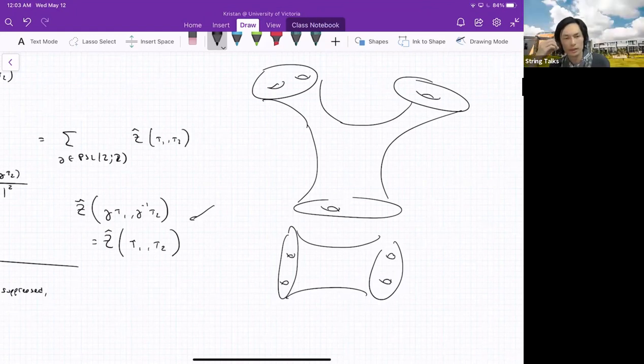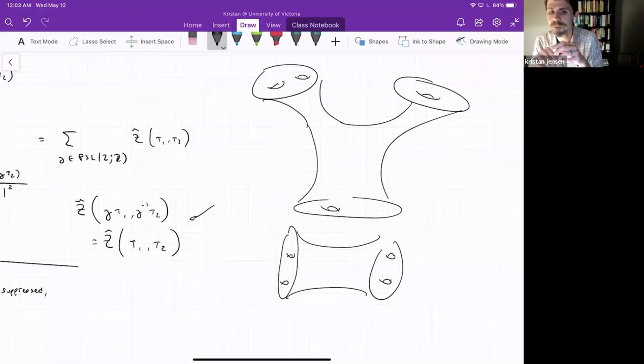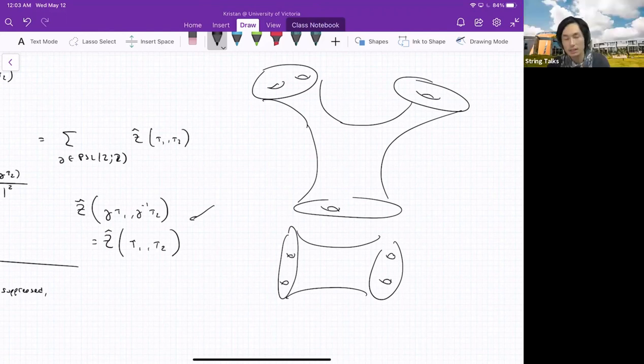I see. But in the multi-boundary case, the final answer is still modular invariant independently on each parameter, right? That's right, but this is not enough. In general, it's automatic, because it's like Maloney-Witten: the answer is modular invariant because you summed over all the modular images. Whereas for these particular amplitudes, there's a diagonal part that is manifest from the bulk. Okay, great, thanks.